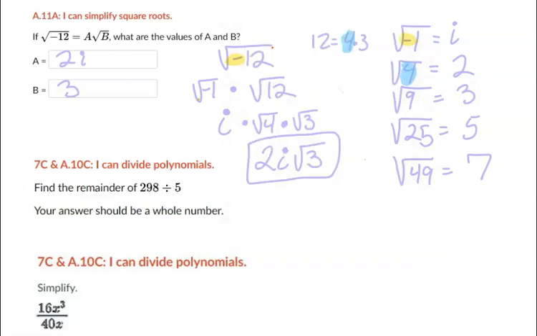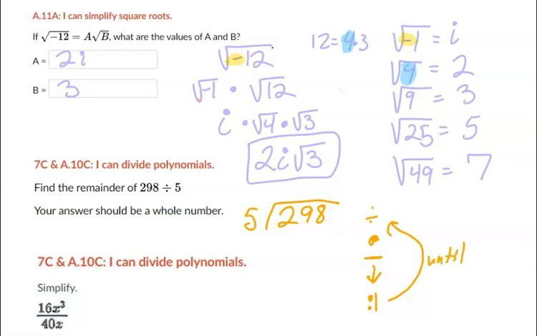Let's look at the next one. 7c and a 10c. I can divide polynomials. Find the remainder of 298 divided by 5. Your answer should be a whole number. So our steps are divide, multiply, subtract, break down, and then repeat until the end. We're not adding decimals here, so the end would just be when we've brought down the 8.